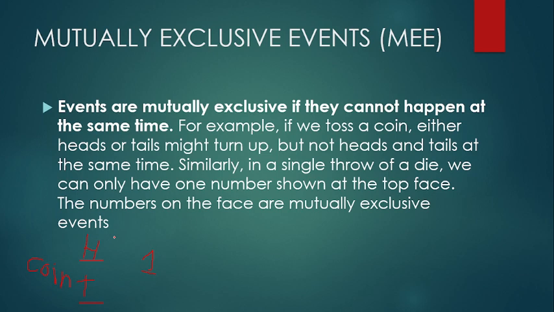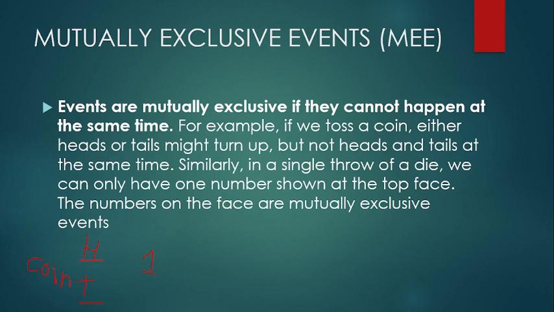Same goes with the die. When you roll a die, we have 6 sample space. We have 1, 2, 3, 4, 5, 6. But we cannot have the outcome of 2 and 4 at the same time. Right? Because there will be only one face that will show up in every roll. Correct?